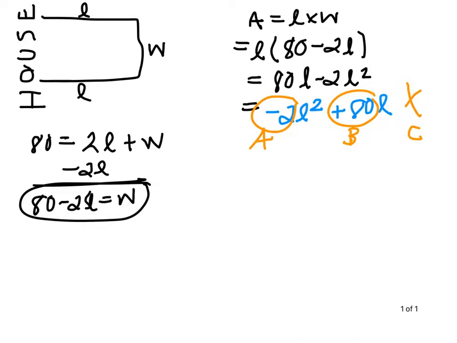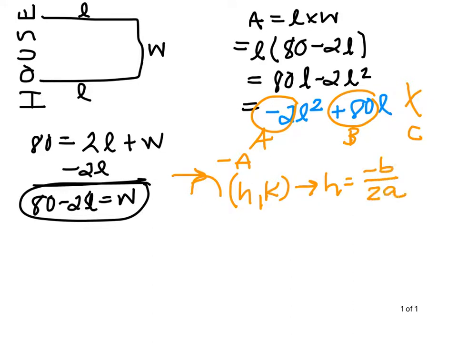Since this a term is a negative term, it means that our parabola is going to open downwards and we're going to have a maximum point. And so that's what we're solving for here. So we look for a maximum point at the vertex HK. And we solve for H is equal to negative B over 2A. And this is coming from our A and our B terms above. So we do negative 80 over 2 times negative 2. And we get negative 80 over negative 4, which is equal to 20. So 20 is our H.